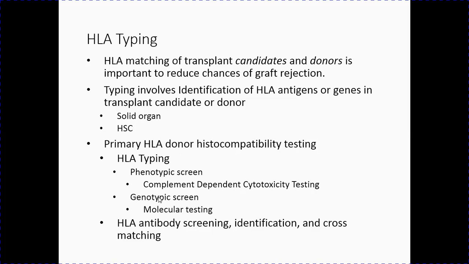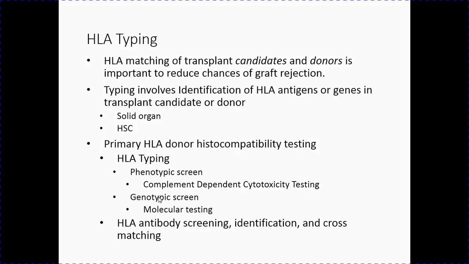We're going to do a couple of different tests for histocompatibility testing. For typing, we're going to do phenotypic typing or genotypic typing. The test we use for phenotyping is called complement-dependent cytotoxicity testing, or CDC testing, and molecular testing for genotypic screens. When we're doing HLA typing, we don't have to just look at the antigenicity. We can also look at the antibodies and screen for those. We can identify antibodies that the recipient or the donor may have, and we can cross-match them.